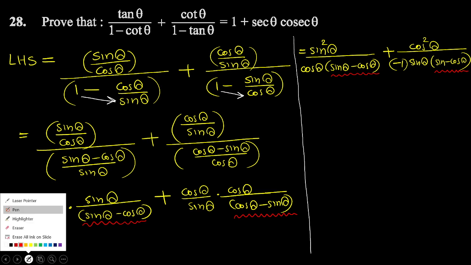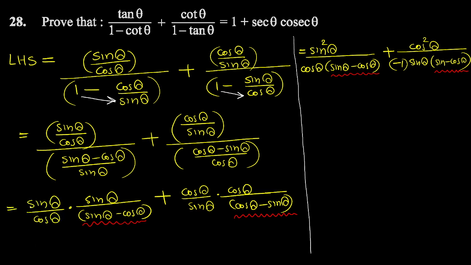So look here, sin theta minus cos theta, again sin theta minus cos theta. Sin theta minus cos theta is common in both the terms, correct? So let me take 1 by sin theta minus cos theta outside. Otherwise the addition will be very difficult. So here, in the first term, there is sin square theta by cos theta.